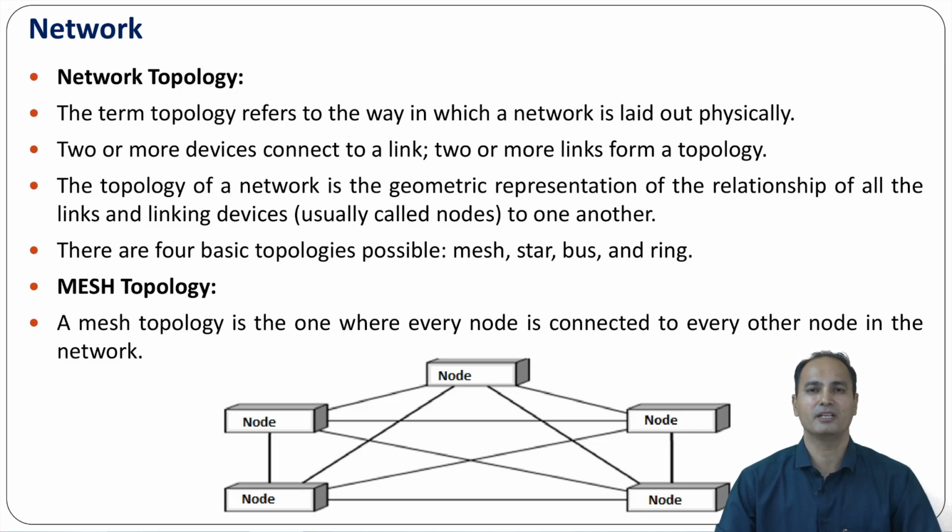There are four basic topologies available in a network. Among them, the first one is mesh topology. The name indicates that the mesh topology is the one where each node is connected to every other node in the network. As you can see in the image, each node is connected with the rest of the other nodes. So all nodes have equal connections with the rest of the nodes.